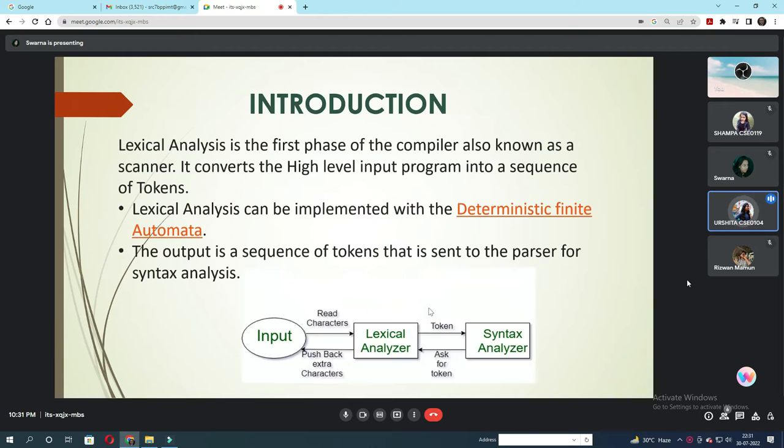Moving on to the next slide, the introduction. Lexical analysis is the first phase of the compiler and is also known as the scanner. It converts the high-level input program into a sequence of tokens. Lexical analysis can be implemented with deterministic finite automata. The output is a sequence of tokens that is sent to the parser for syntax analysis. This is the diagram for the lexical analysis. Moving on to the next slide.